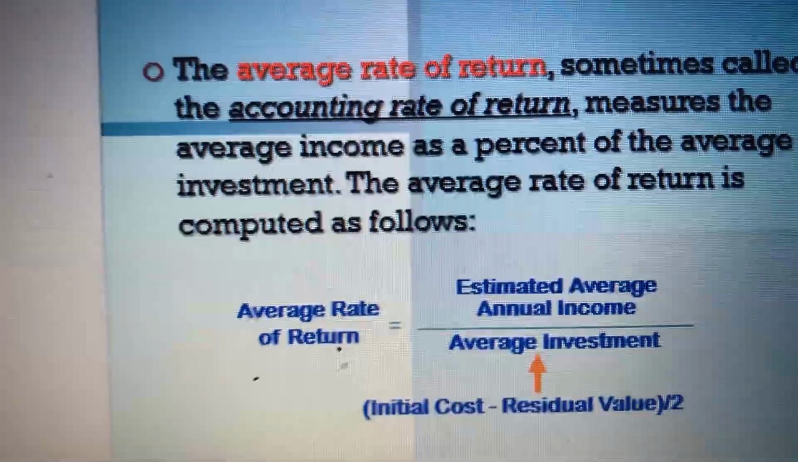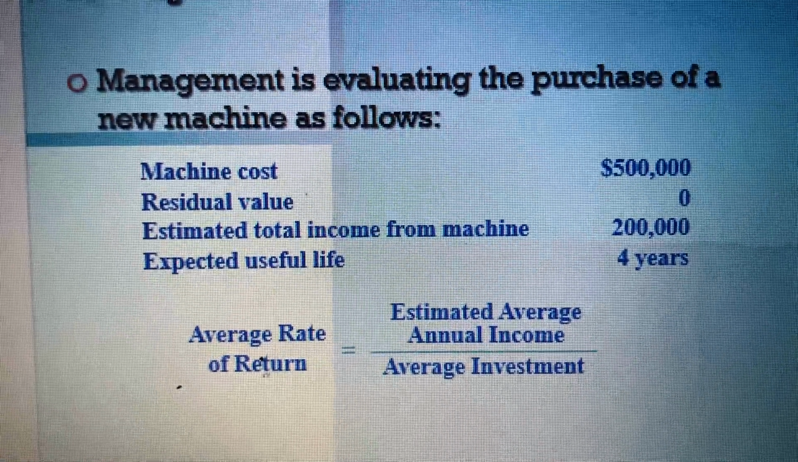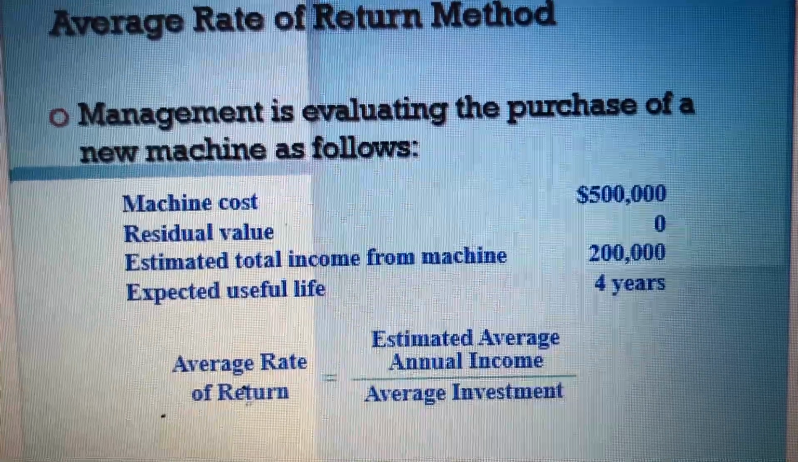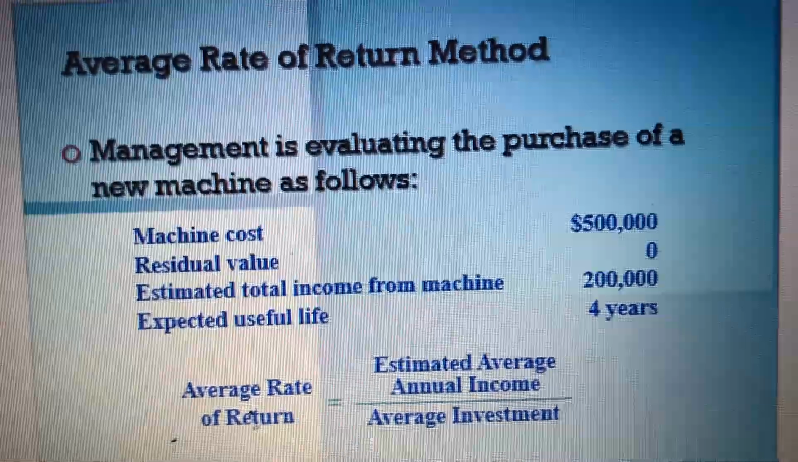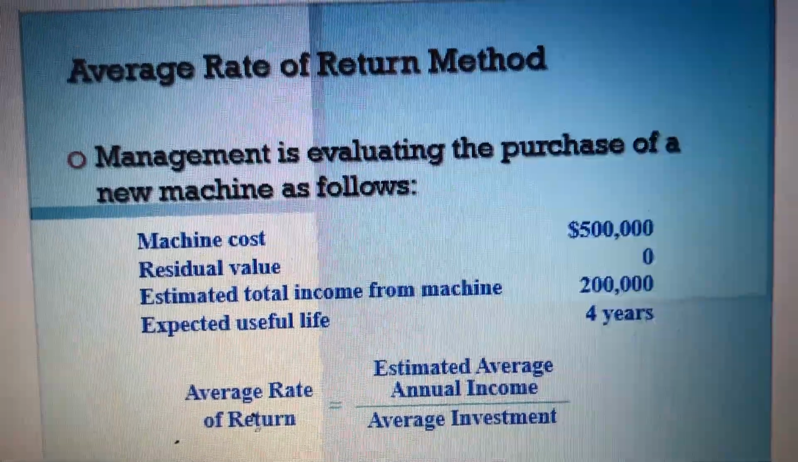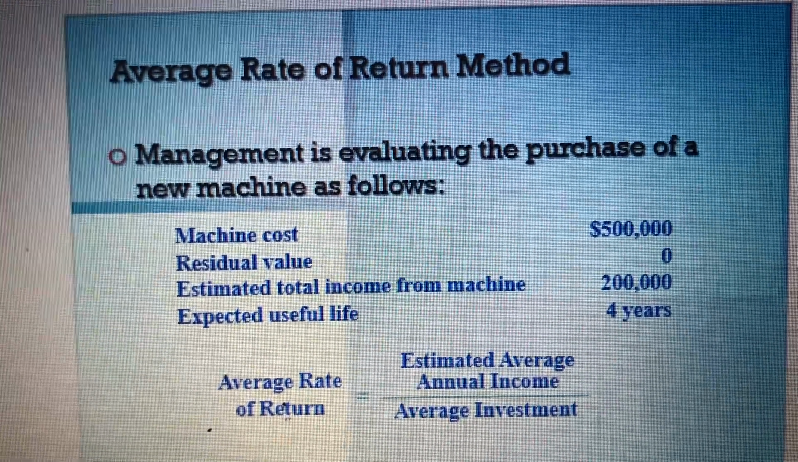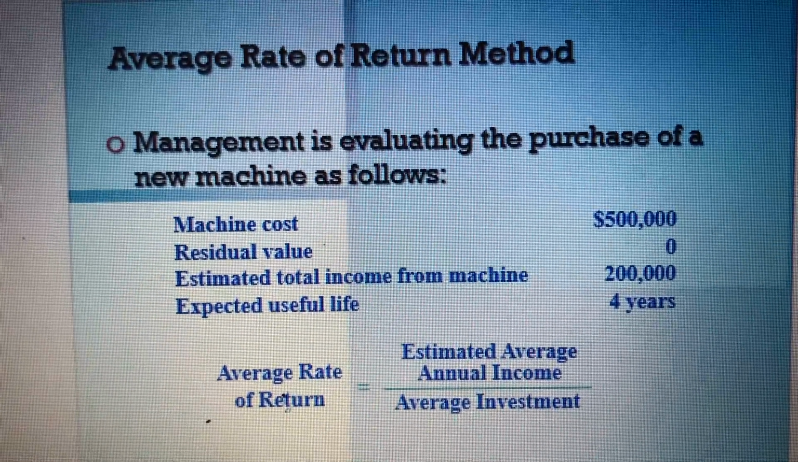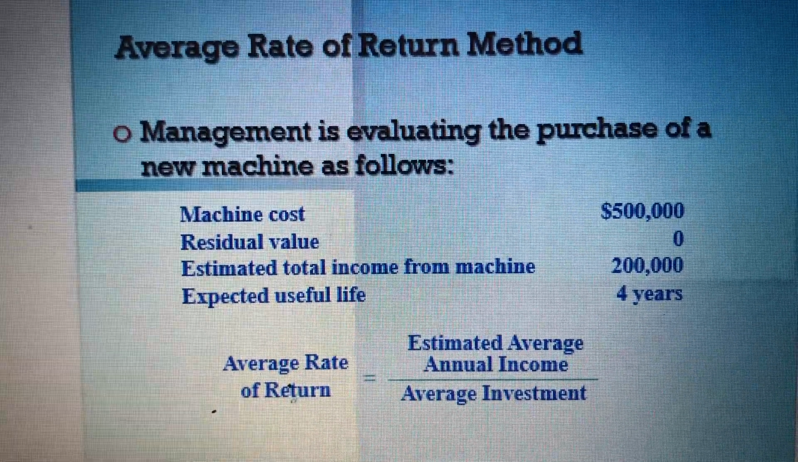So let's take a look at the first problem that we have. Okay, this is what it looks like. Machine costing $500,000, no residual value. Estimated total income $200,000 over a useful life of 4 years. So to calculate the average rate of return, we want to use this formula. So let's go back to our handout.